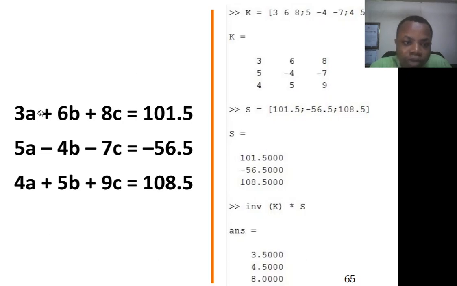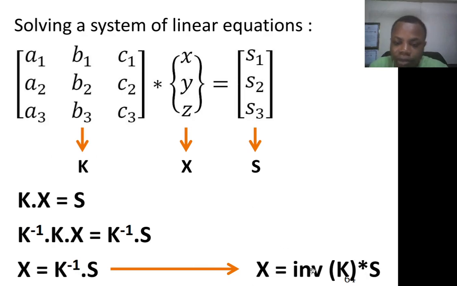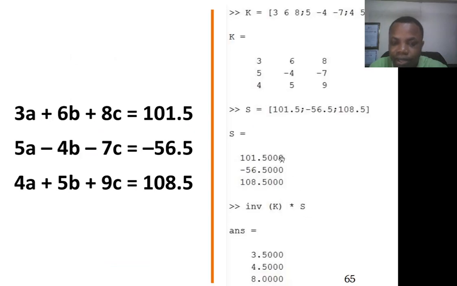So for us to get the solution to a, b, and c, we can do this using the notation. Remember that all that we need to do is to find the inverse of the matrix and multiply by the solution, and that is exactly what we've done here. So the inverse of K, which is the one that we have here, times the solution, that is S, and once we do that, we are going to get the actual solutions for a, b, and c, and that is exactly what we have here.